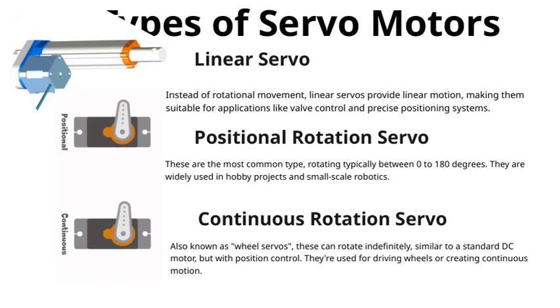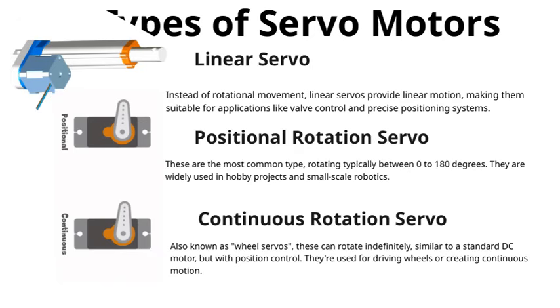Next, let's focus on the most common type, the linear servo. These typically operate within a range of about 0 to 180 degrees, much like a standard rotary servo, but their movement is linear rather than rotational. You'll find them widely used in hobby projects and small-scale robotics because they are straightforward to set up and reliable for many applications. Then there are the positional rotation servos, often called wheel servos.